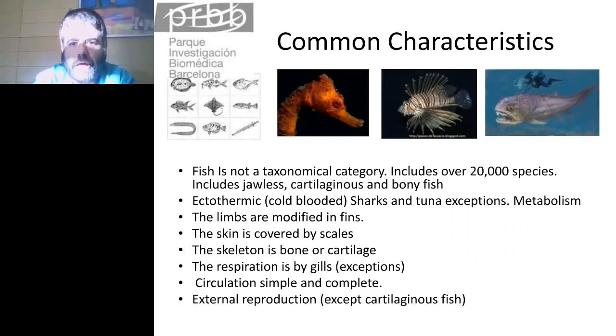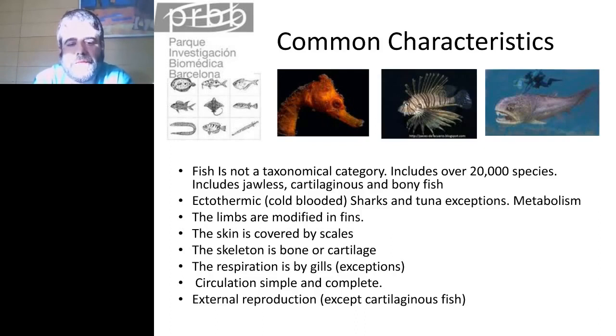We don't have to panic, because of course fish have common characteristics. Most of them are ectothermic, so they are cold blooded. This means that their metabolic rate will be directly related to the water temperature. Also, the limbs are modified into fins, so they can swim in the water. The skin is covered by scales as armor, and this protects against different things. The skeleton is made of bone or cartilage, and respiration is by gills. They have a simple and complete circulation.